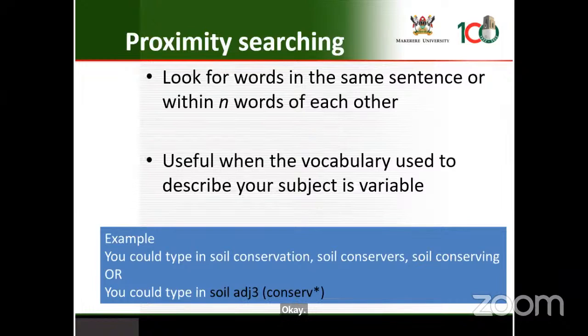So you could type in soil conservation or soil conservers or soil conserving, or you can even say soil and you put conserve. So we are combining two things now. We are combining proximity searching and also truncation in one. So it would be soil adjacent to conserve, but then conserve has also been truncated. So we bring conservers, conservation, conserving, you know, all those.